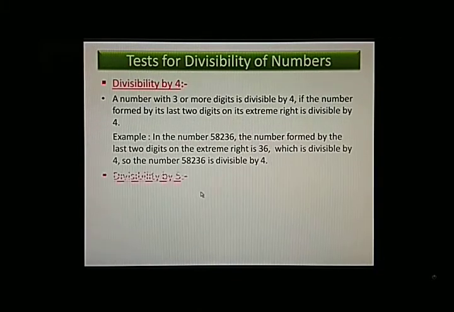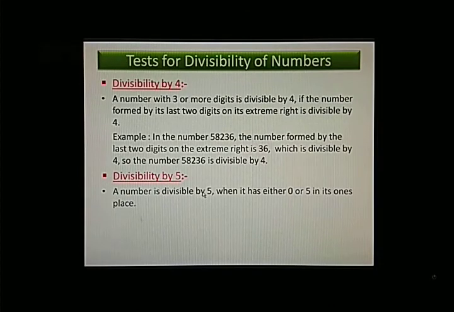Clear? Now next is divisibility by 5. For a number to be divisible by 5, what you have to see is that it has 0 or 5 in its ones place. Now you might be thinking this criterion is somewhat similar to 2, because in divisibility by 2 we have seen that there can be 0. Yes, it can have. There is no question about that. The same digit can apply in other rules also. So there is nothing to worry about.